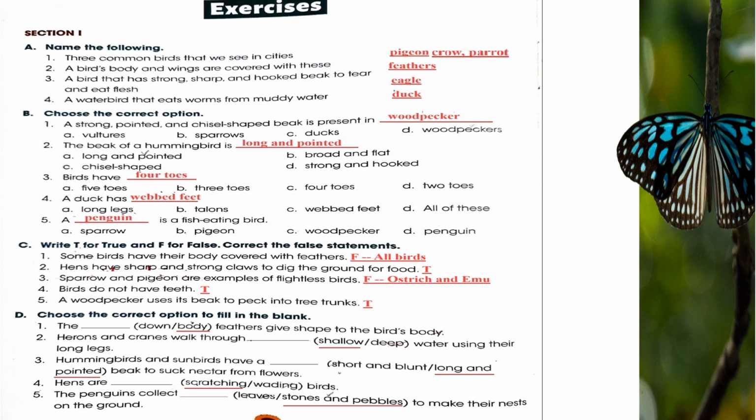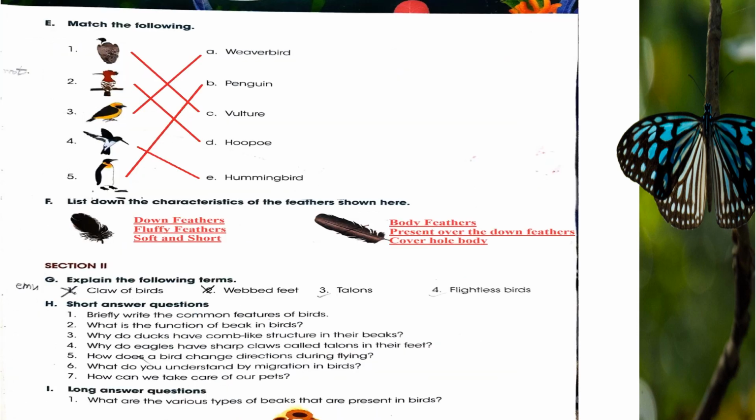Fifth, the penguins collect dash to make their nest on the ground. Options are leaves or stones and pebbles. Correct answer is stones and pebbles. The penguins collect stones and pebbles to make their nest on the ground. Match the following. First, image of vulture, which matches with C, vulture.